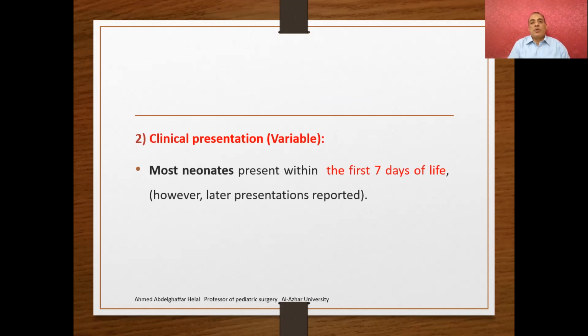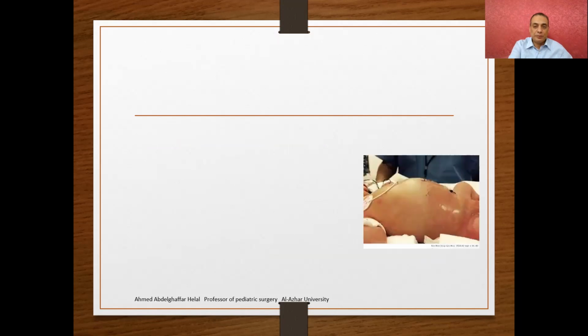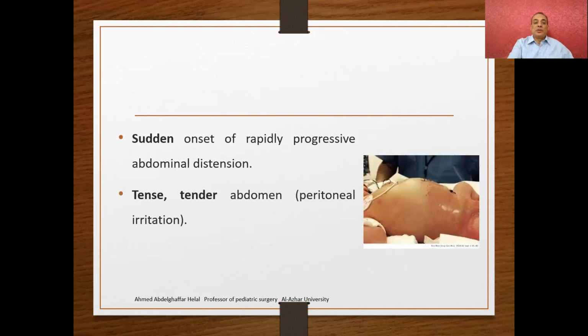The clinical presentation of gastric perforation will vary. Most neonates present within the first 7 days of life, however later presentation has also been reported. Often the neonate is premature with a history of asphyxia, hypoxia, feeding intolerance, or vomiting that may contain blood. This is the presentation. Very important: sudden onset of rapidly progressive abdominal distension, a tense, tender abdomen with signs of peritoneal irritation. Very important to take these items into consideration.